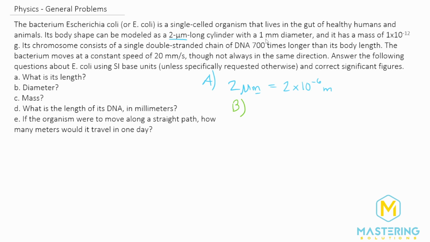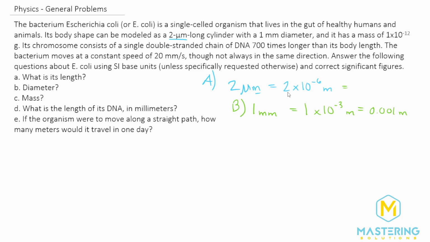Going to B, same thing. They say it is 1 millimeter in diameter. Putting that into base units, the milli stands for 10 to the negative 3. So 1 times 10 to the negative 3 meters. And if you want, you could also move the decimal places on both of these. 1, 2, 3. So we'd have 2 zeros. So 0.001 meters is the same thing.